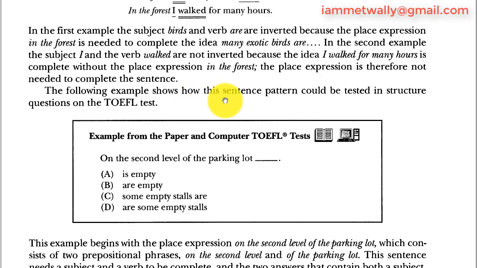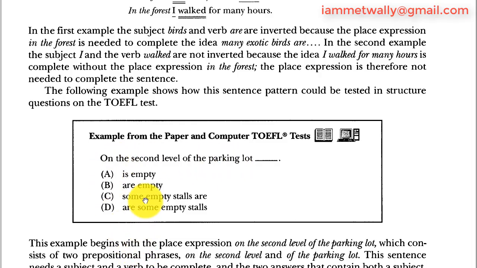The following example shows how this sentence pattern could be tested in a structure question on a TOEFL test. Let's see. On the second level of the parking lot, all this is a place expression. Is empty? What is empty? I don't have a subject. Are empty? What are empty? I don't have a subject. Some empty stalls are. Now this is not complete, so this order is wrong. So the only answer is are some empty stalls. This is correct because this is the end of the sentence here. So are is an inverted verb because this one is essential.